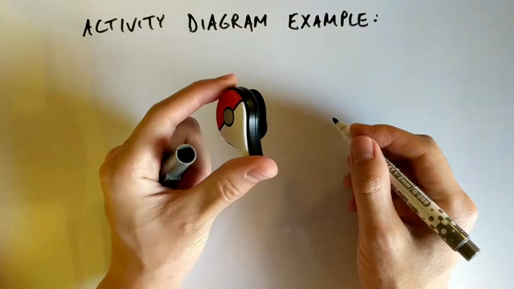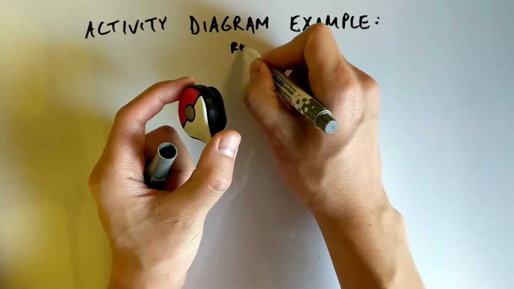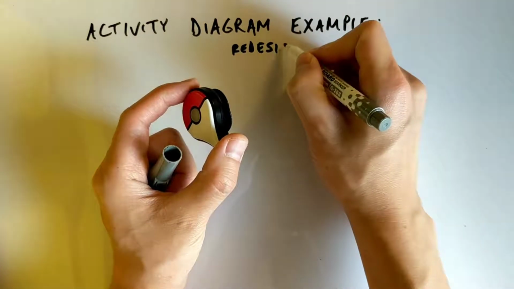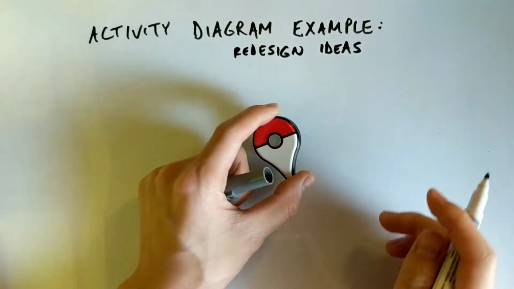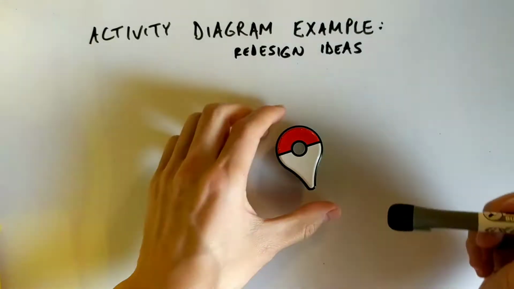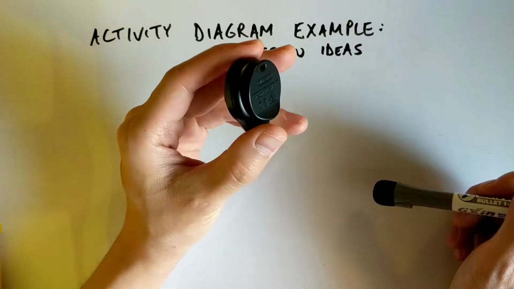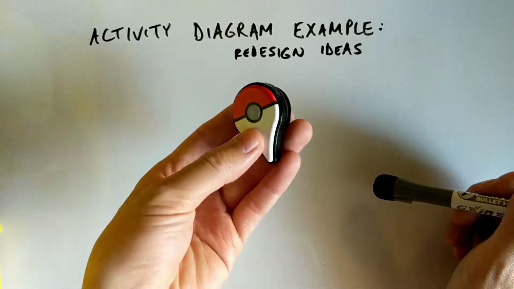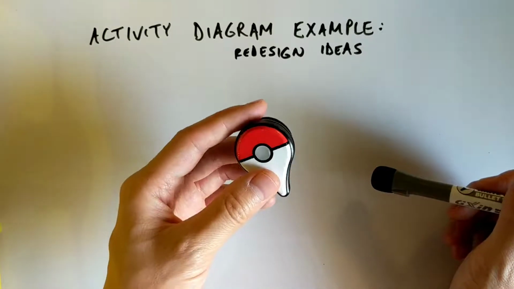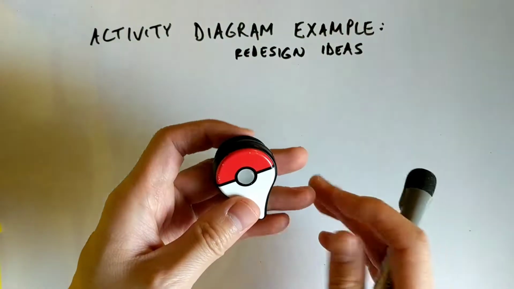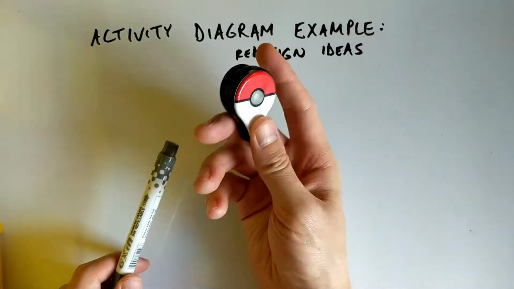This thing is, I don't know what I would call it. Maybe it's a toy, but we're going to try to get some redesign ideas using an activity diagram. So this is a Pokemon Go accessory, and Pokemon Go is an app that you play on mobile phones that uses augmented reality to catch fake Pokemon. And this is something that I got my hands on. Someone gave this to me.